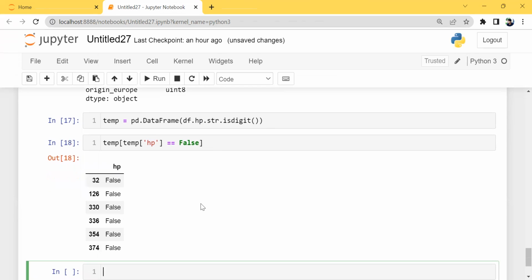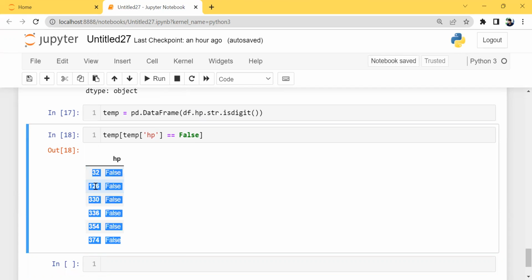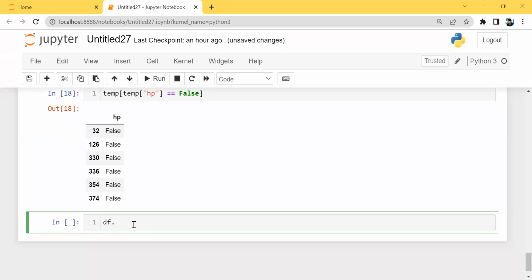See these values, that is index 32, index 126, index 330. All these rows are having non-numerical values here, right? So all these rows are having non-numerical values, due to which in the above describe output we haven't got our HP column. If you want to know what those are, I'll try to figure that out with the tail of 50.